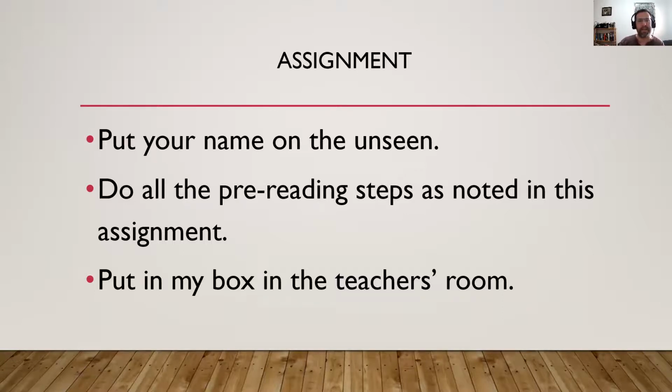I'm going to see who was there, and then I will give it back to you at the next lesson. If you do not put it in the teacher's box today, it means that you did not do the assignment during class day.